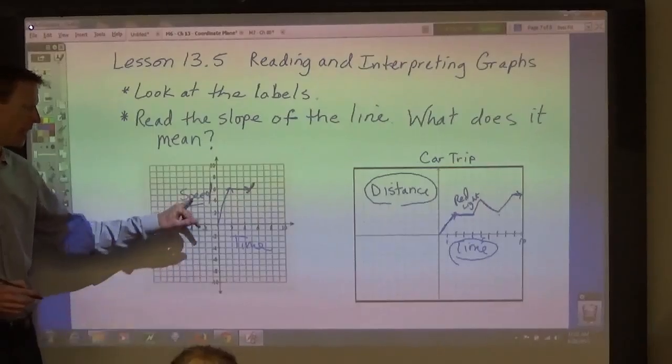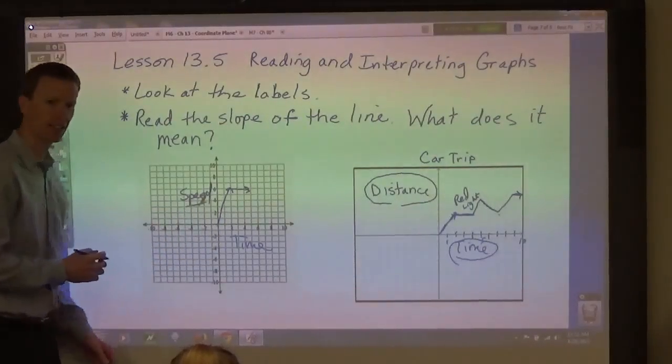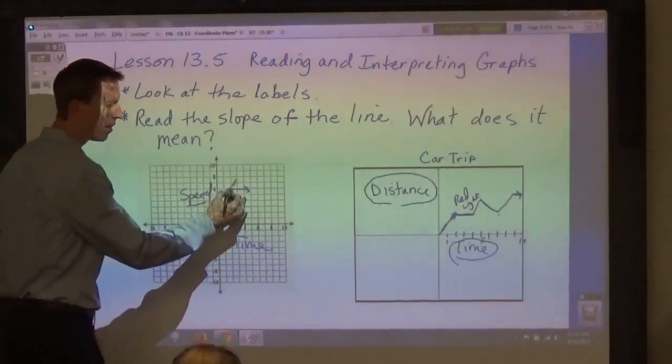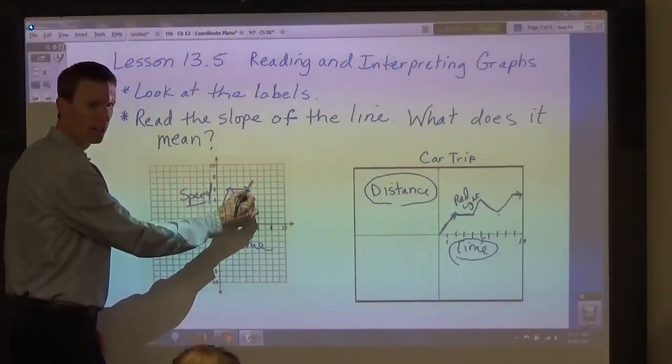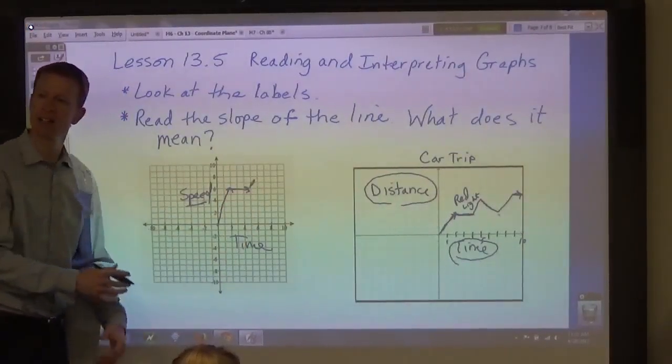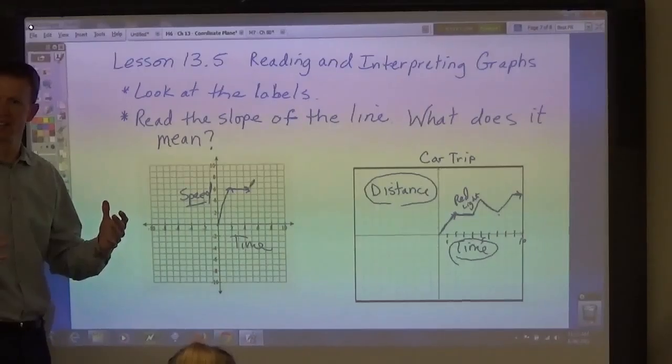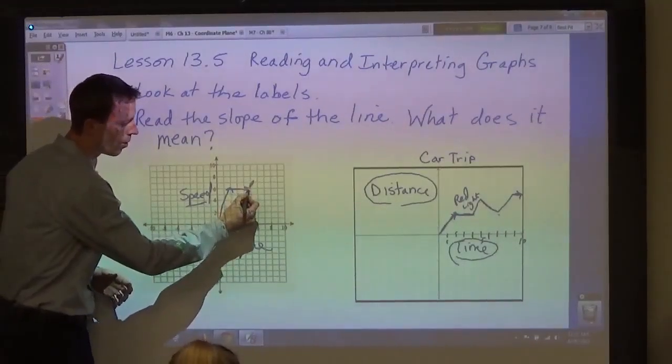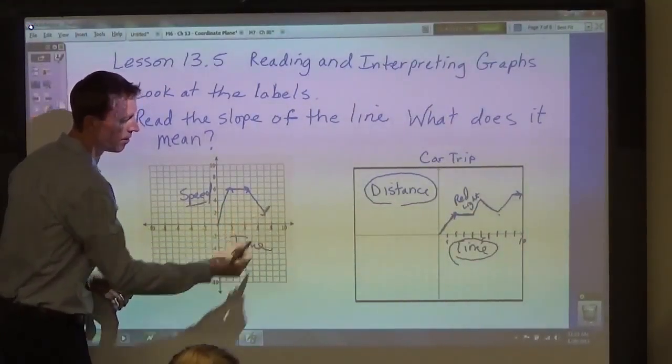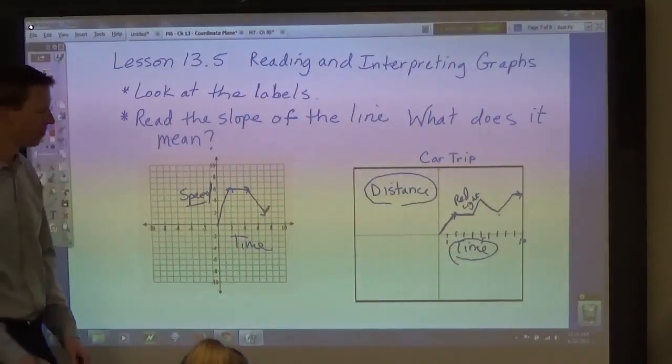No. Cruise control. Speed, not distance. Stop. Are we increasing speed? No, we're staying at the same speed, right? Yeah. What would a decrease represent? Slowing down. Yep.